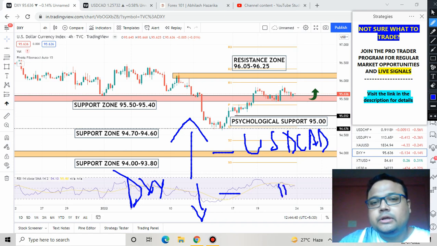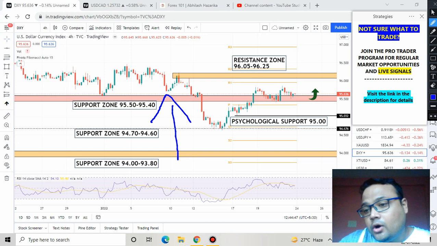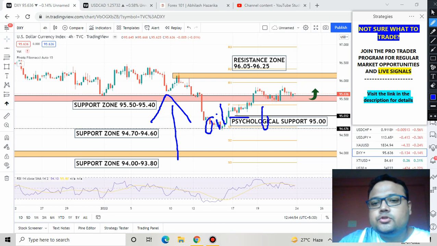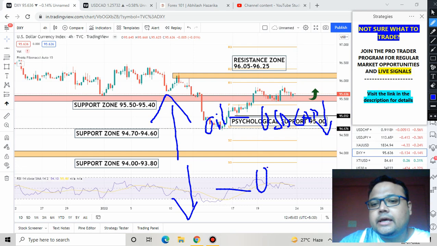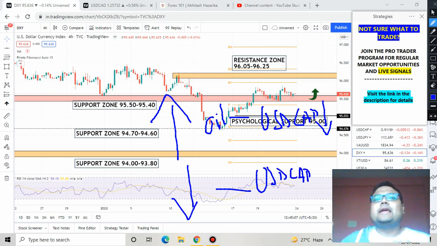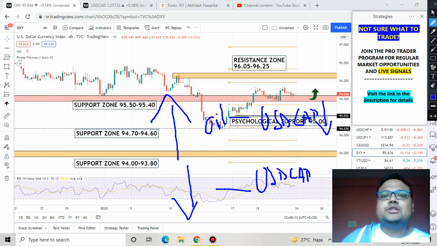Clear? So direct relation. And on the other hand, when the price of oil goes up, we see USD CAD going down. When the price of oil goes down, we see USD CAD going up. Because again, the correlation with the Canadian dollar. I do not want to repeat and bore you again. So this is the correlation.